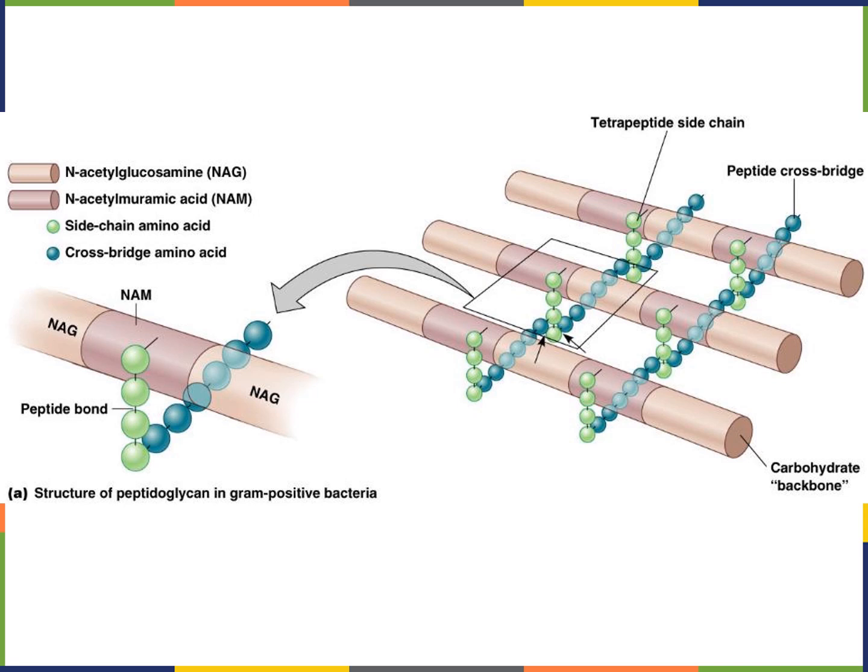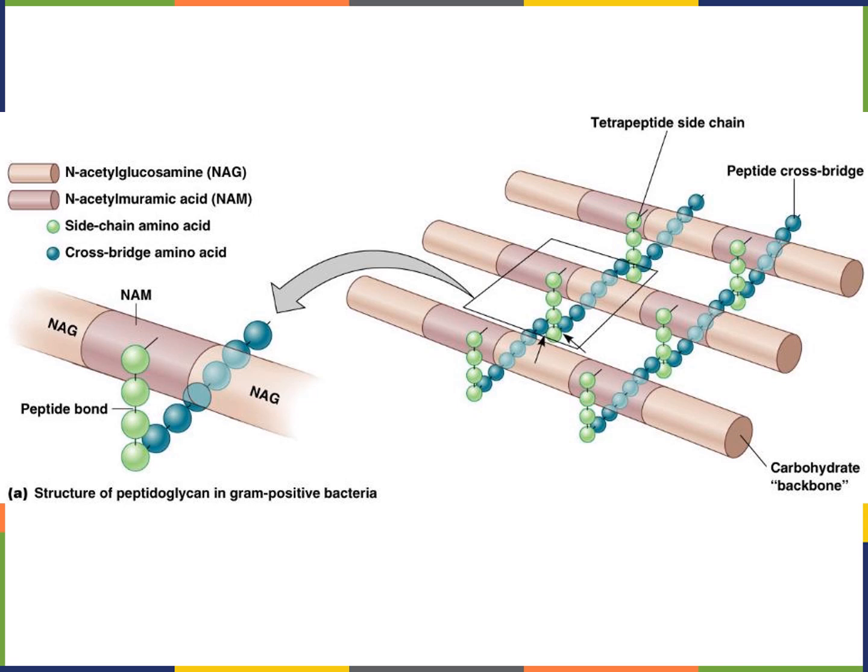Coming off of NAM, you see the tetrapeptide side chain. It only attaches to NAM, never NAG. Okay. And then you see the polypeptide cross bridge in blue. So the cross bridge does exactly what the name says. It crosses over to form a bridge, and it helps hold those long strands of NAG and NAM together.